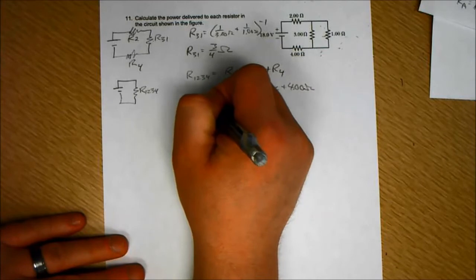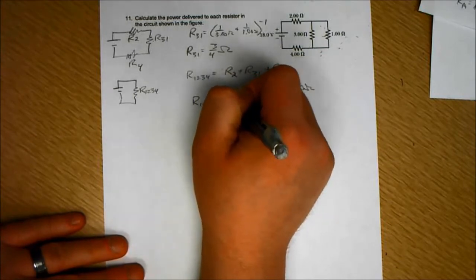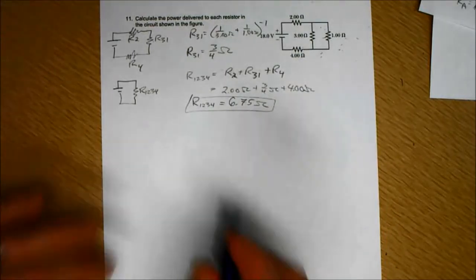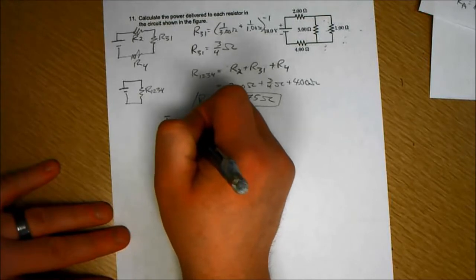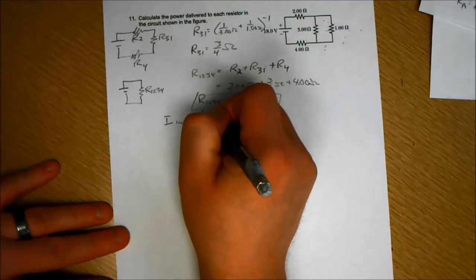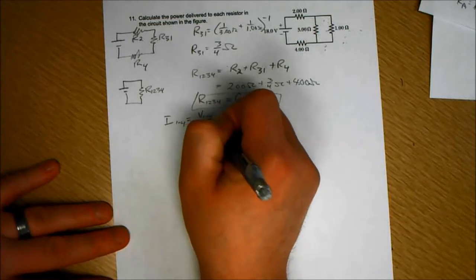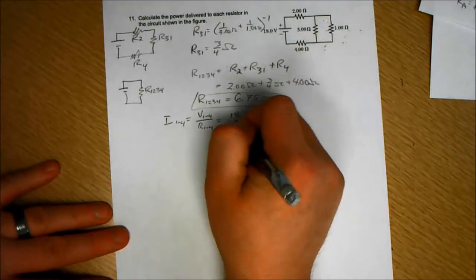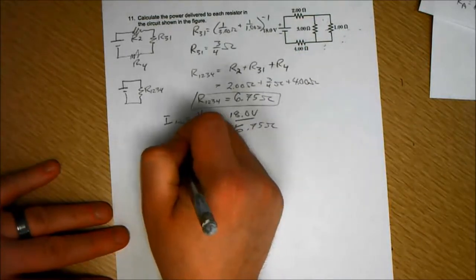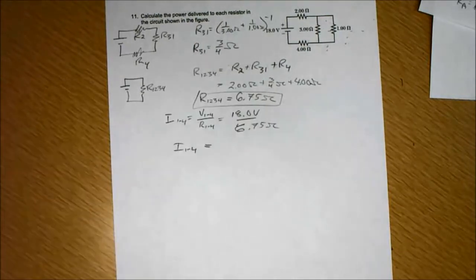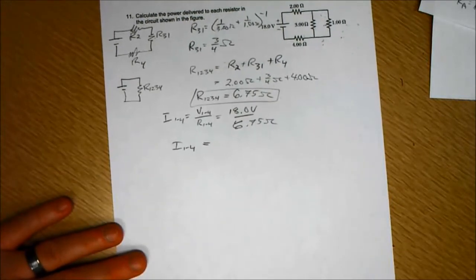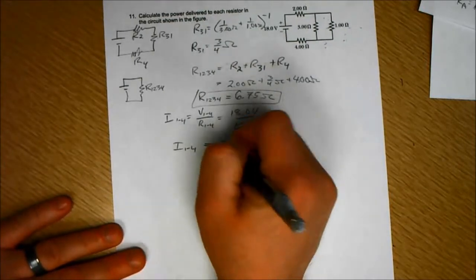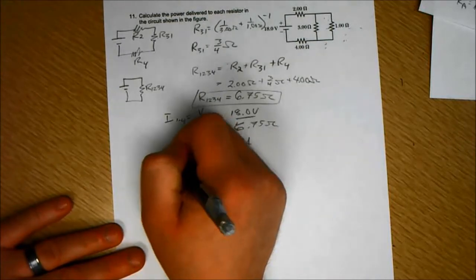So R1 through 4 is equal to 6.75 ohms. That means the current I1 through 4 is equal to V1 through 4 over R1 through 4, which is 18 volts over 6.75 ohms. I1 through 4 is equal to 2.67 amps.